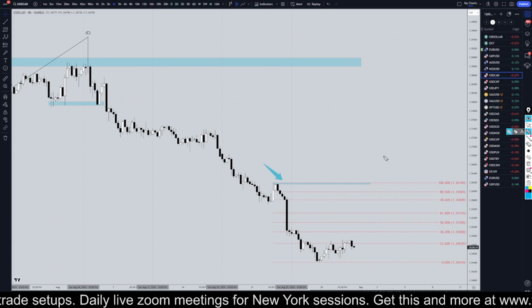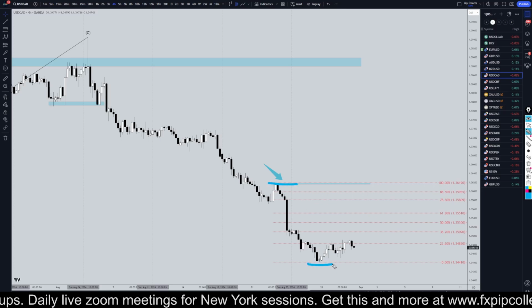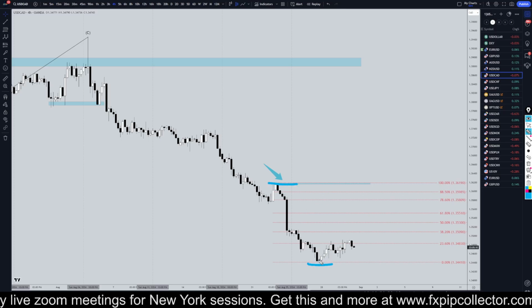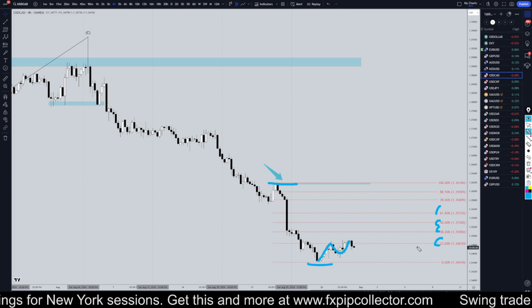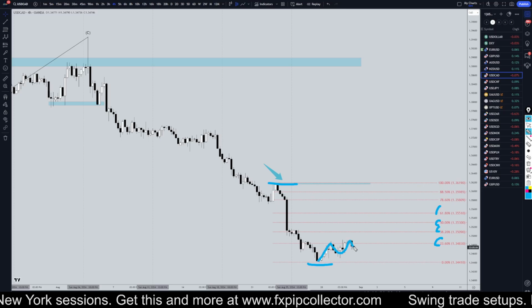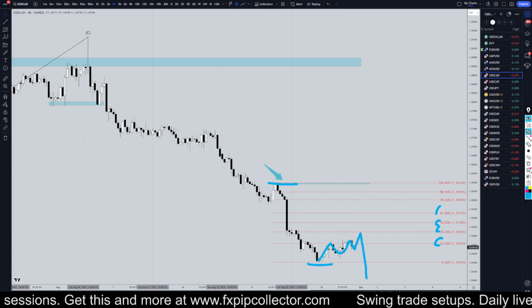On the 4 hour time frame, I got my Fibonacci retracement on this last push down right here. I'm looking for 1, 2, 3 waves up. I'm looking for impulsive down at any one of these Fibonacci levels. When I do see something like that, I definitely will take it as a short.